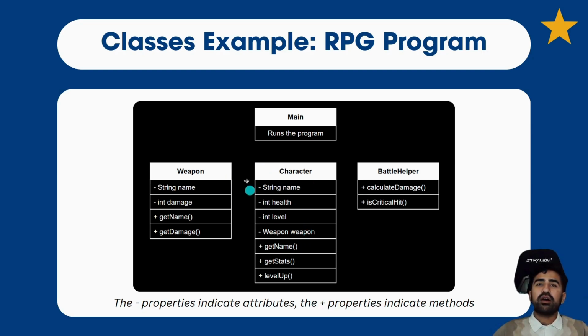But yeah, here we split it up into different classes, and then we have the Battle Helper class. So this has no attributes. All it does is help us calculate things. So rather than calculate it directly in each of these classes, we can use the Battle Helper to do that.